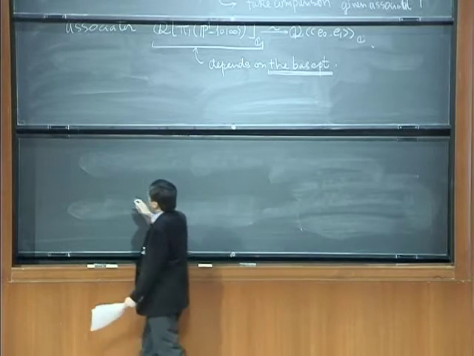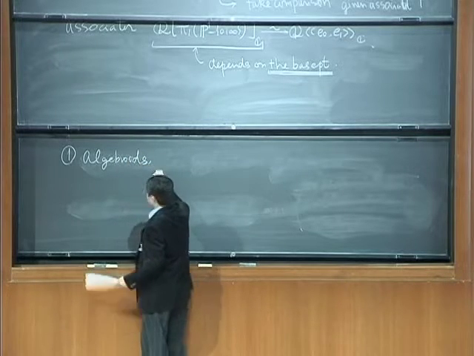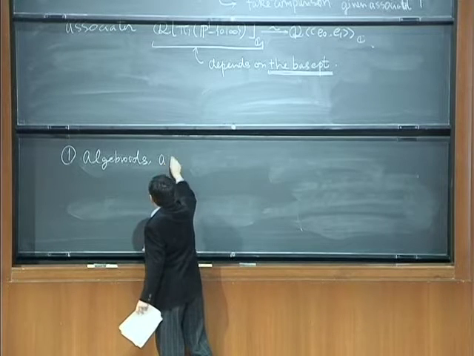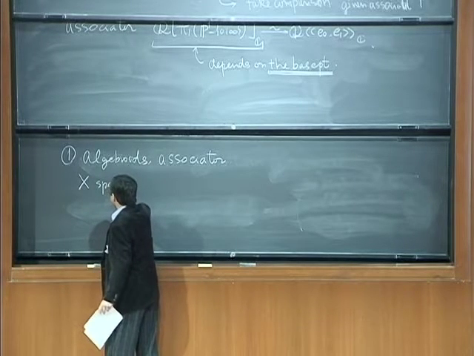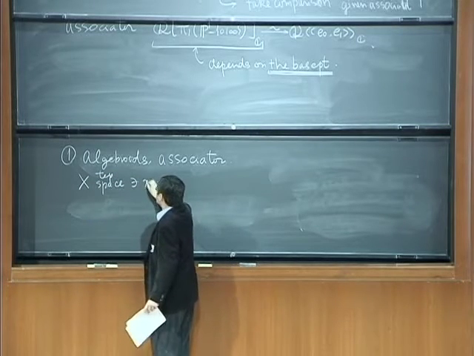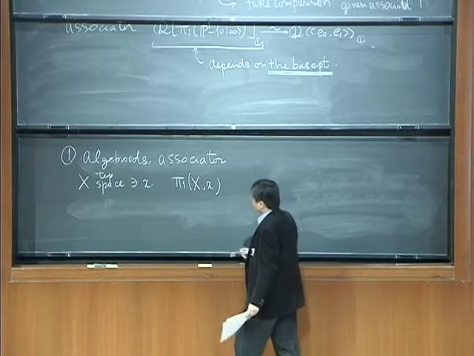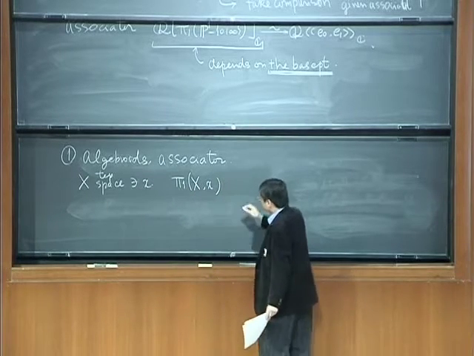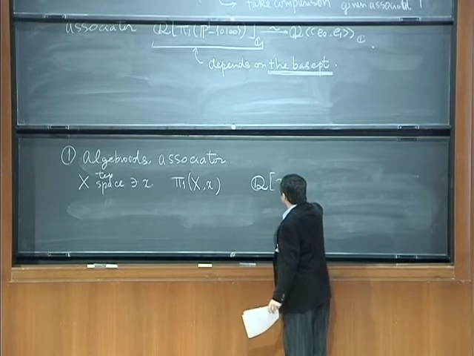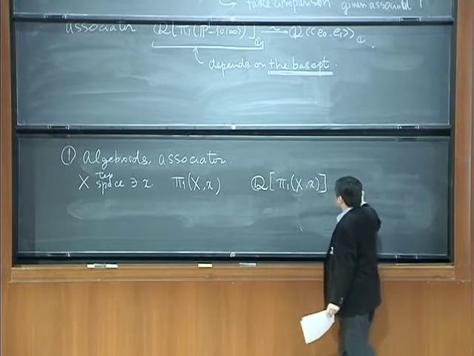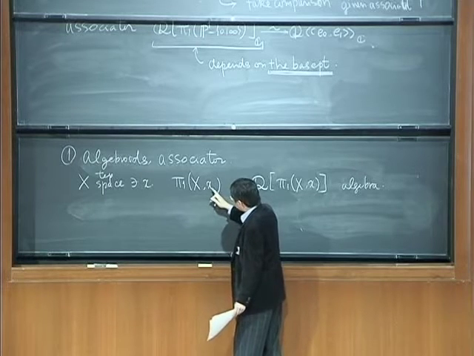Let X be a topological space, and x a point of X. Then we can define the fundamental group of X with base point x. This is a group, and we can define the group algebra of this group over Q. Then this is an algebra.